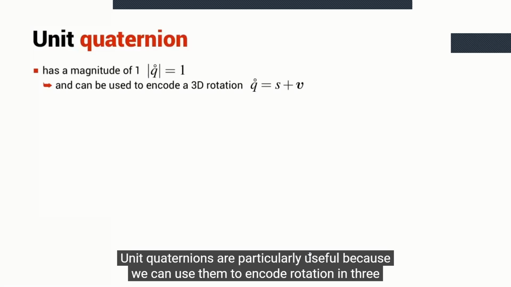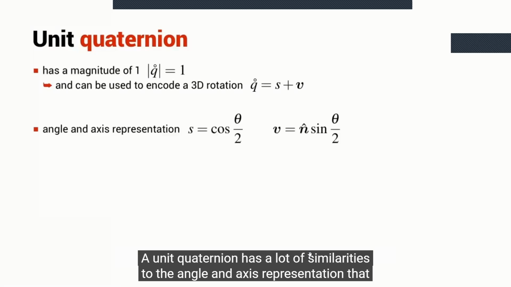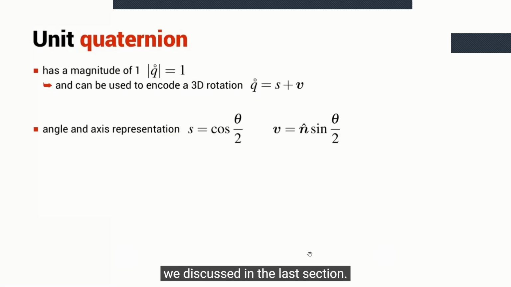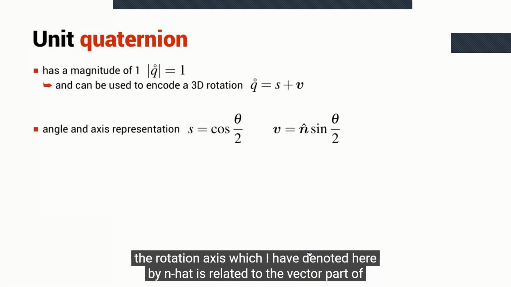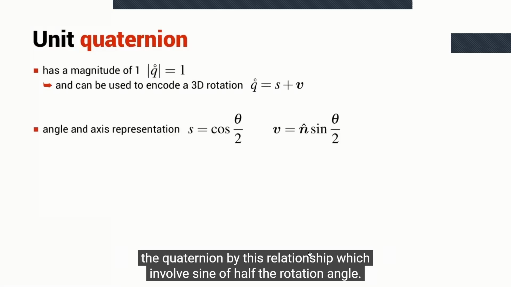Unit quaternions are particularly useful because we can use them to encode rotation in 3-dimensional space. A unit quaternion has a lot of similarities to the angle and axis representation that we discussed in the last section. The real part of the unit quaternion is equal to the cosine of half the rotation angle, and the rotation axis, which I've denoted here by n hat, is related to the vector part of the quaternion by this relationship, which involves sine of half the rotation angle.